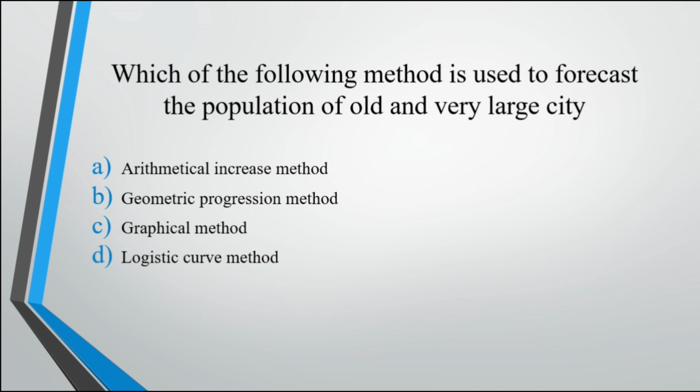Next question, which of the following methods is used to forecast the population of an old and very large city? So let's check the options. Option A, arithmetical increase method. Option B, geometrical progression method. Option C, graphical method. Option D, logistic curve method. So the correct answer is option A, arithmetical increase method.